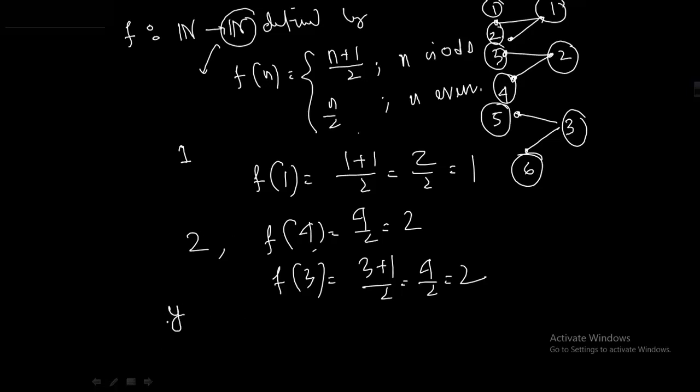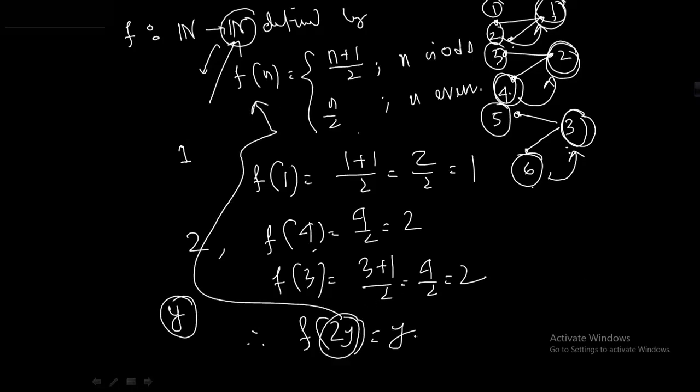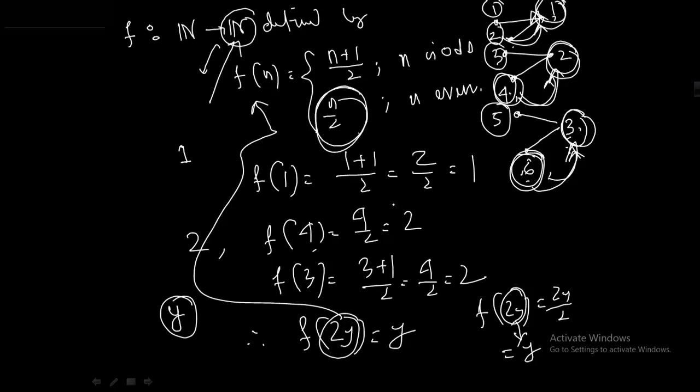Now let us choose an arbitrary y. See, that y is always the image of 2y. Look carefully: 3 is the image of 6, 2 is the image of 4, 1 is the image of 2. So this is half, this is half, this is half. So if we choose any y from here, therefore we can directly write f(2y) is equal to y, because 2y is an even number, and if it is even then f(2y) will be 2y by 2, that is y. See, 6 is there, double of 3: the image of 6 is 3, the image of 4 is 2, the image of 2 is 1, by halving. So the image of 2y will be y.